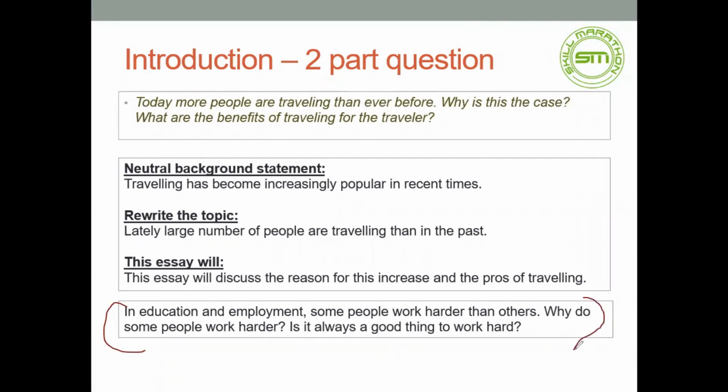This is the topic. So write one general statement about hard work. Then rewrite the question, which is, in education and employment, some people work harder than others. And then tell what you're going to write in the essay. Just 3 statements. I'm going to give you just 3 to 4 minutes to do this.